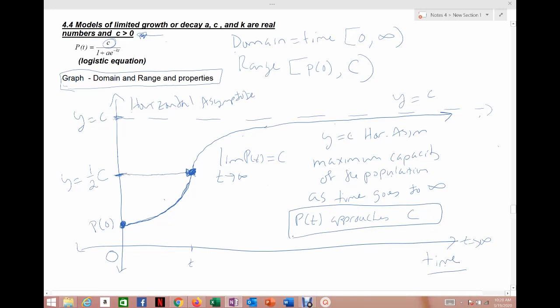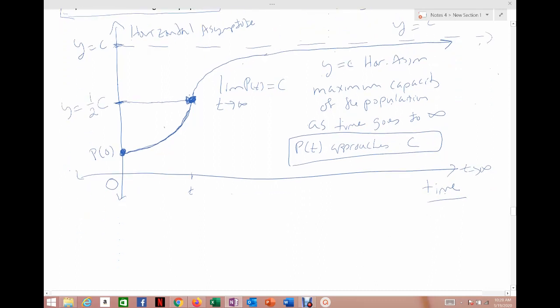So its rate of change approaches 0 as time goes by, and its maximum capacity approaches c. Now this moment here, the inflection point. I'm going to talk about the inflection point.